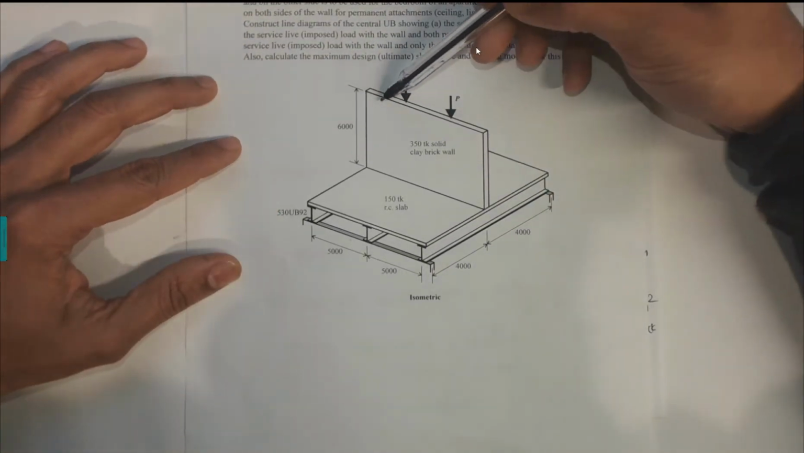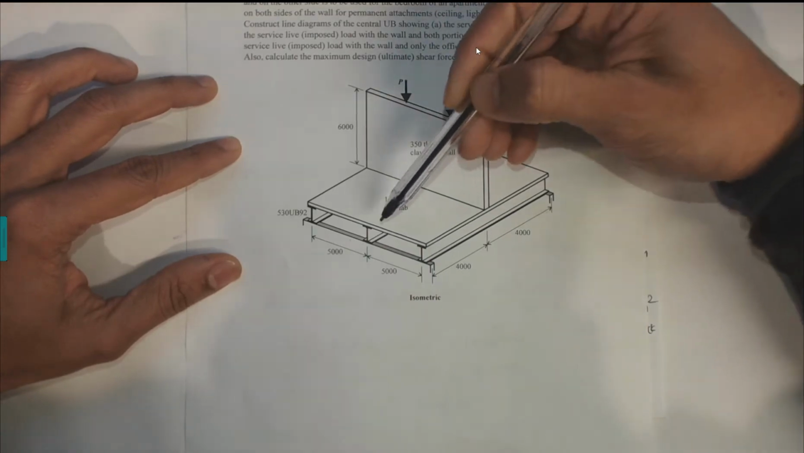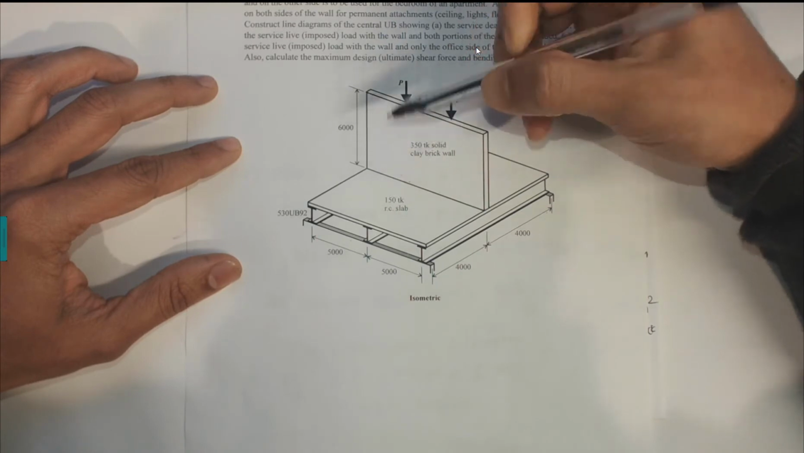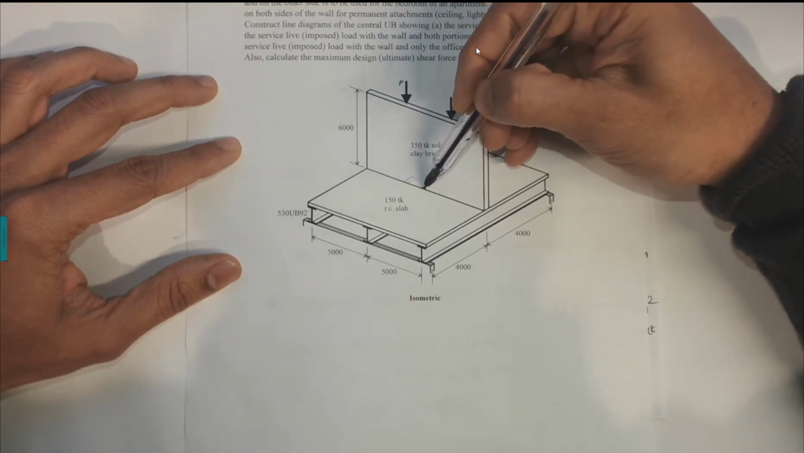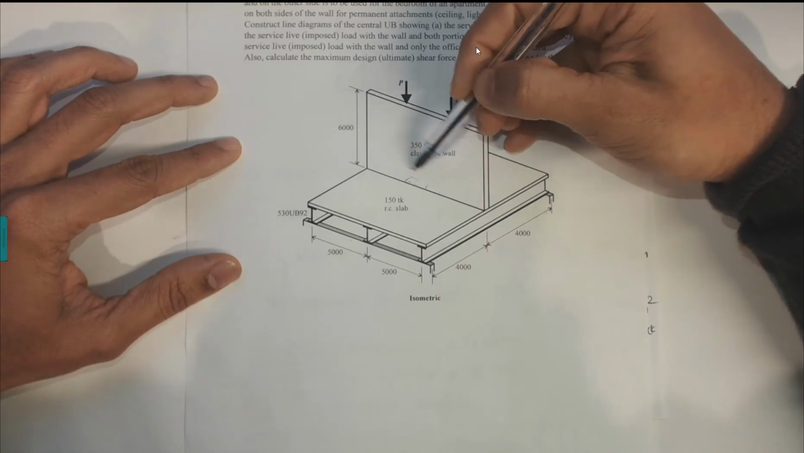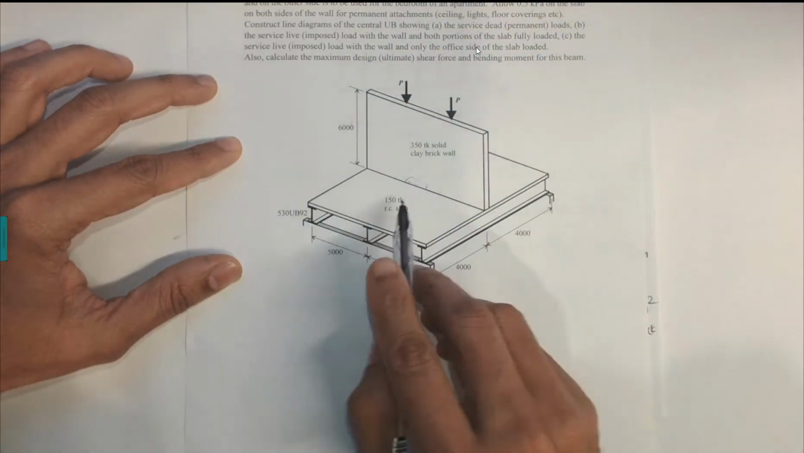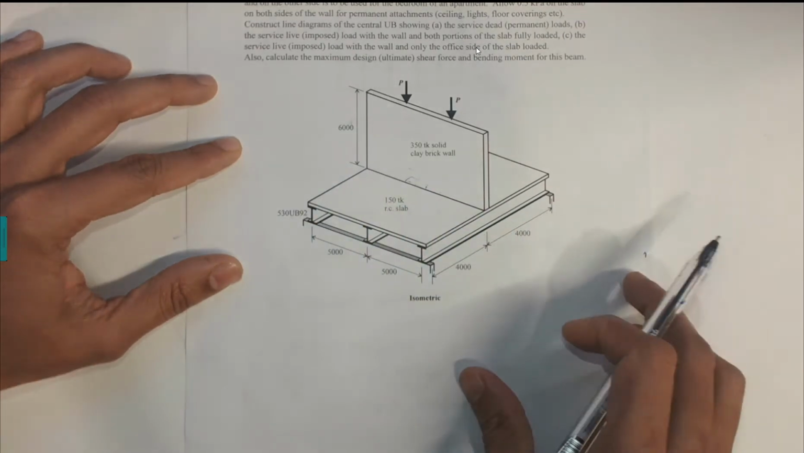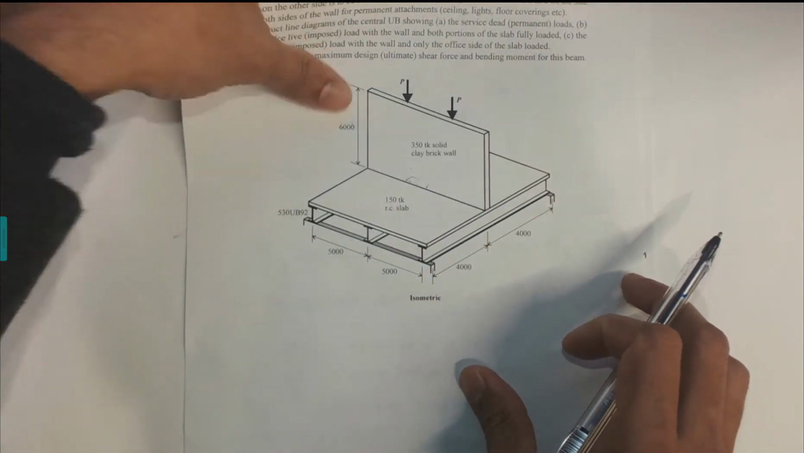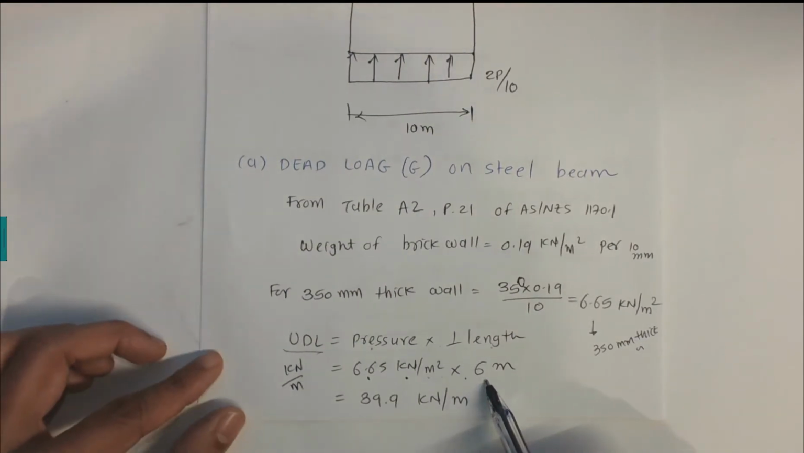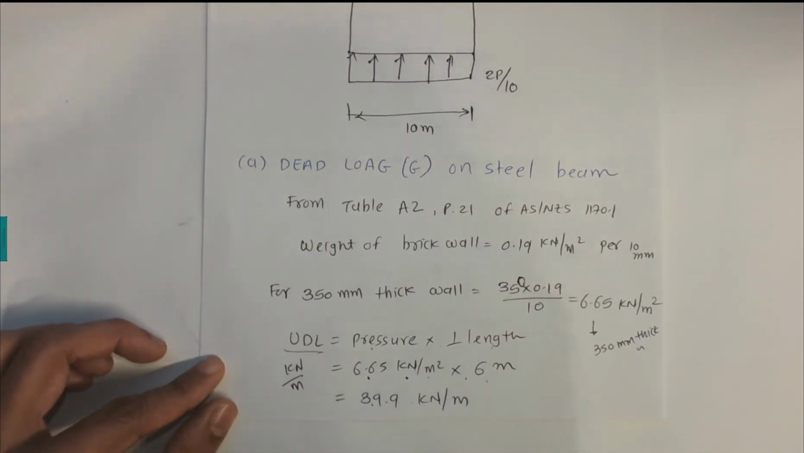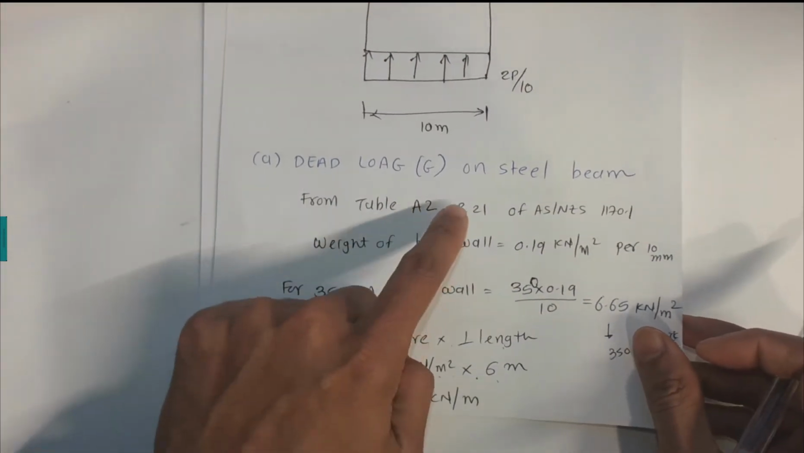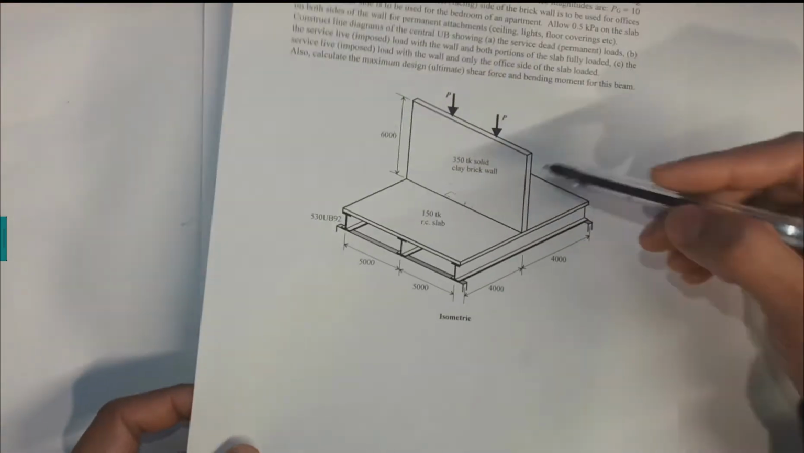Now this wall is going to apply the UDL load in these directions, right? For example, if I have this one here, the UDL load is going to come here on this beam in these directions, right? So the perpendicular length is 6000. You can see the UDL load is going to apply in these fashions on this universal beam. So the perpendicular length is 6 meters. So therefore we are multiplying by the perpendicular length of 6 meters, and the multiplication gives 39.9 kilonewton per meter. Now that is the dead load coming onto the steel beams from this brick wall.